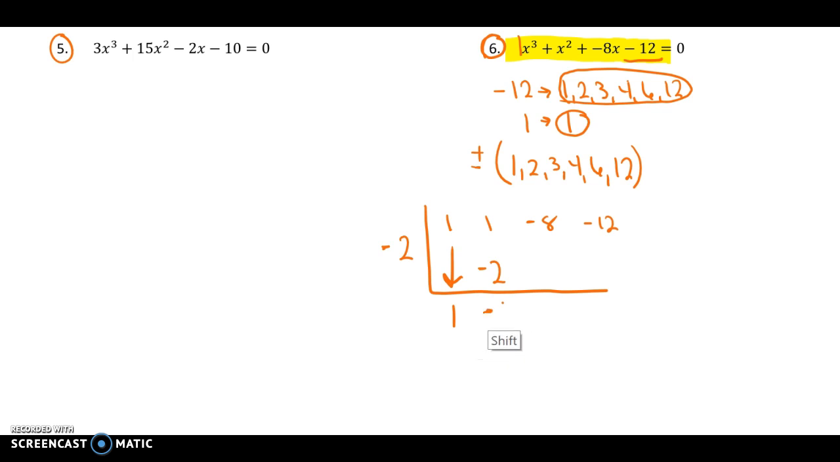I add these up for -1. -2 times -1 is 2. I add these up, and I get -6. And then -2 times -6 is 12. And sure enough, I do get 0. And then the idea is this is the remainder. And since you get a remainder of 0, when you get no remainder, that means you have factors.